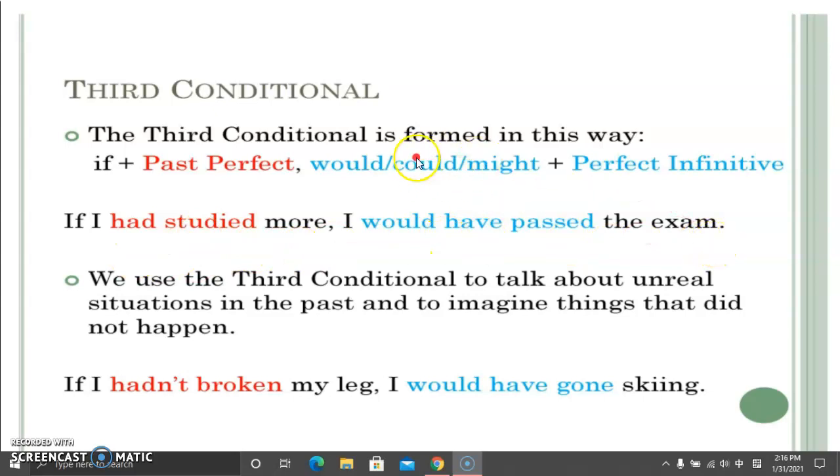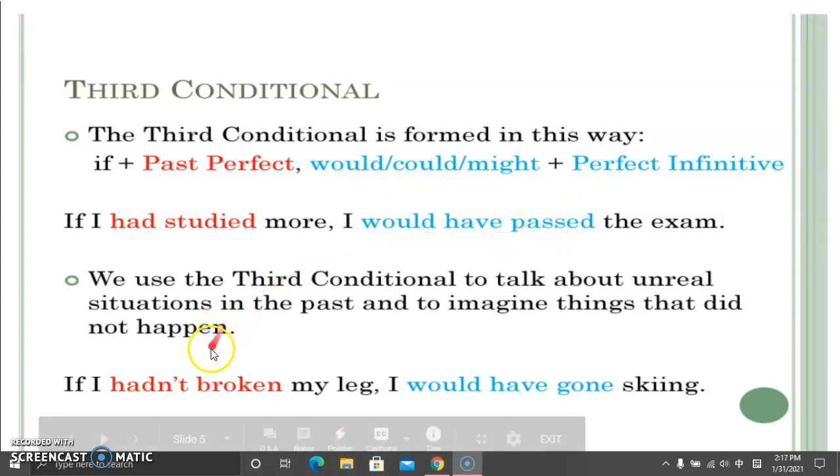طب نبص على الفورم. You have to use past perfect which is had plus PP which is past participle, and then you could use would or could or might plus have plus past participle. يبقى again you have to understand that you have to use past perfect which means had plus PP which is past participle, and then you're gonna use would or could or might plus have plus past participle.